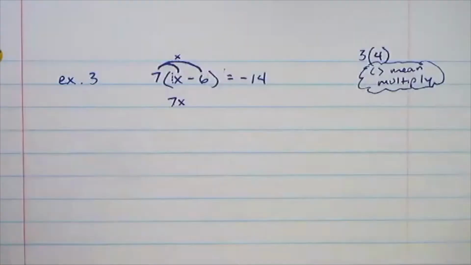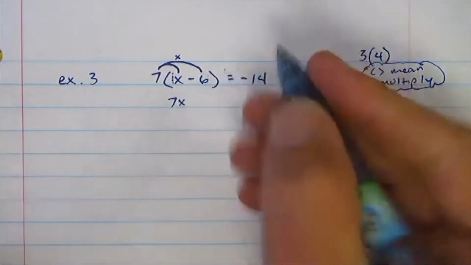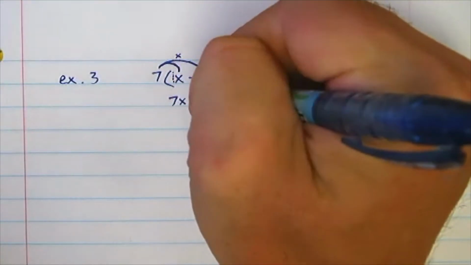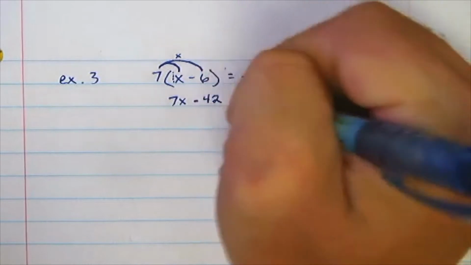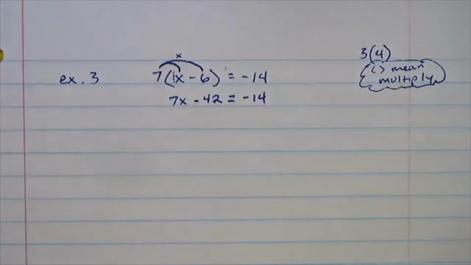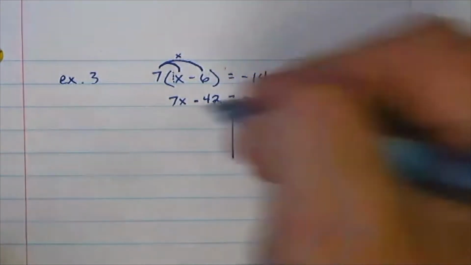And then you also multiply, and I'm going to write that right there, 7 times -6. It's important that we treat that like a -6, and we say negative or minus 42 equals -14. And there we go. Okay, we're down to a two-step, which we should be able to roll through pretty quickly.